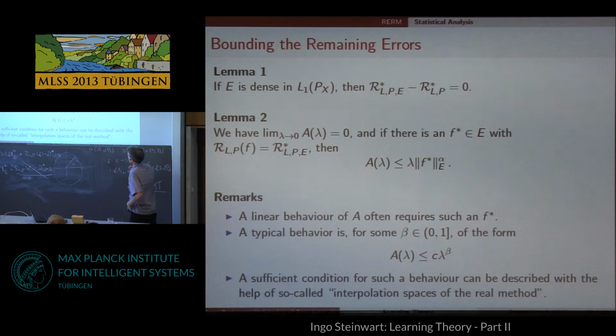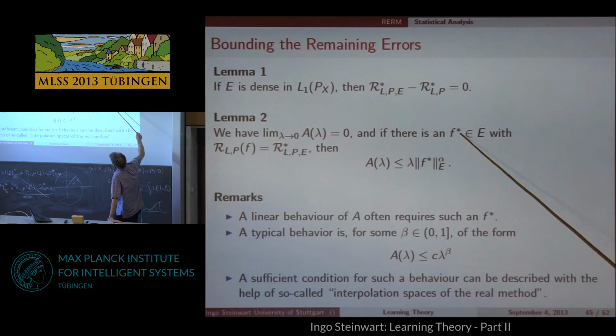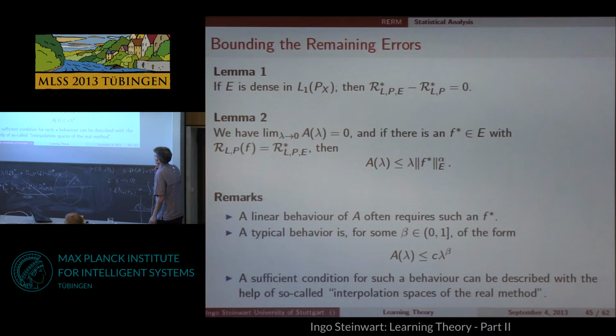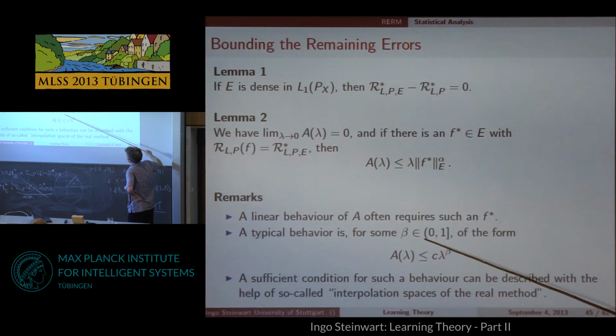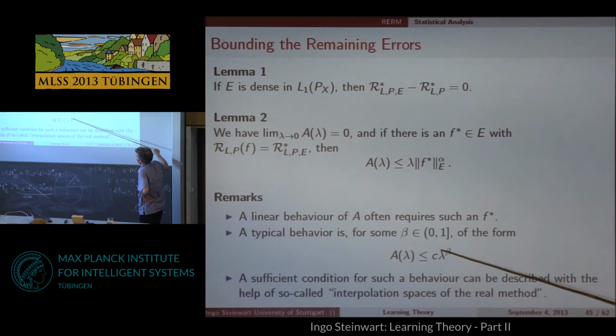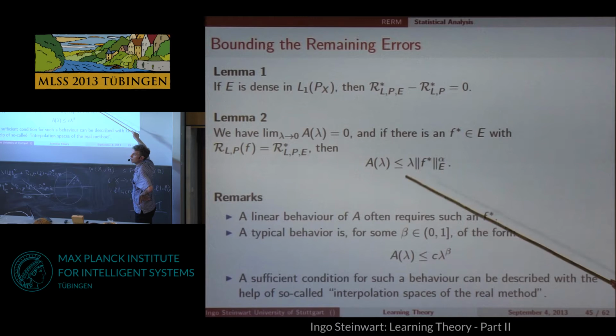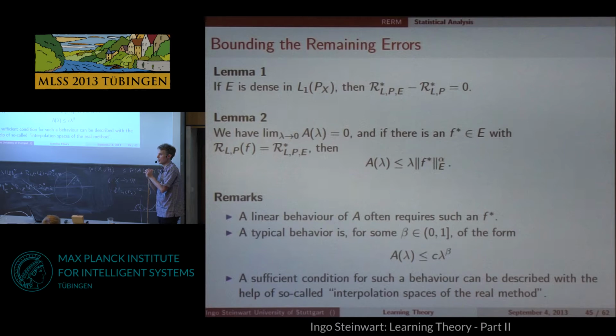Okay, so a few more remarks. Typically, in order to get such a linear behavior in lambda, we require such a minimizing function F star, which is even worse. Not only do we not know whether such an F star exists, but it seems to be also necessary. Also, a linear behavior is usually the best we can hope for, in the following sense: typically we can at least often show that there is some beta between 0 and 1, such that we have such a polynomial behavior. And if lambda goes to 0, then beta smaller than 1 means that the right-hand side here is larger for small lambda than this. So in that very particular case, we can choose beta equal to 1. But in general, we cannot. If we are lucky, we have such a beta. But even that, we don't know.